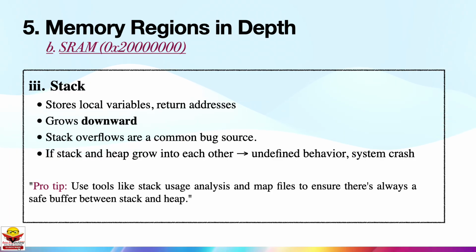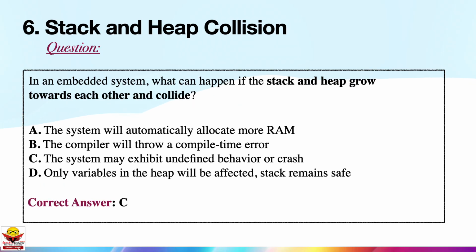When stack heap collision happens, you might see corrupted data, strange crashes, or even a total system reset. And the worst part is these bugs are hard to trace. That's why embedded developers avoid using dynamic memory unless absolutely necessary, and always keep an eye on the stack size. With this explanation, I think now you might have got the answer to the question which I had asked at the beginning of this video. The correct answer is C.